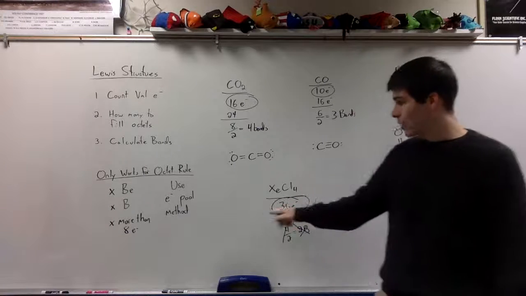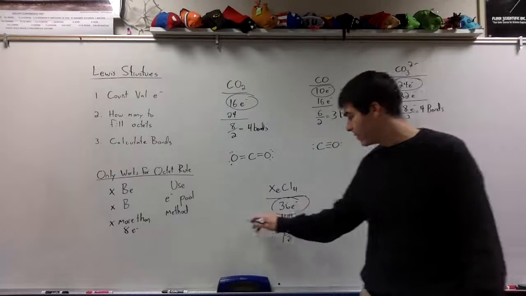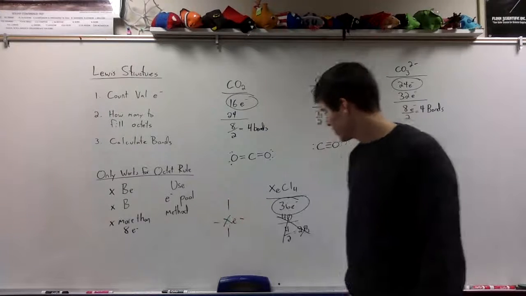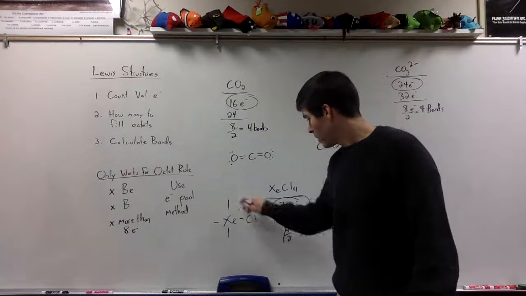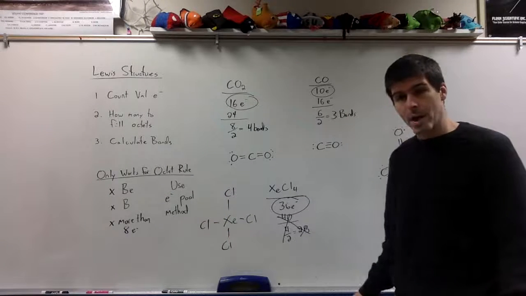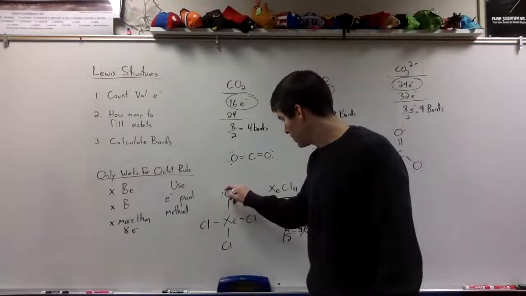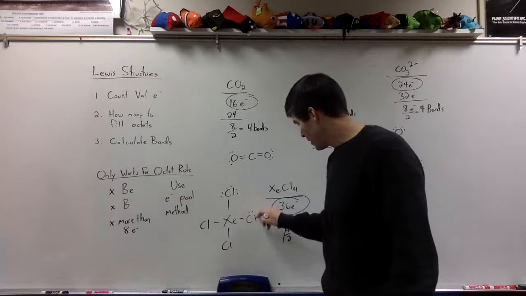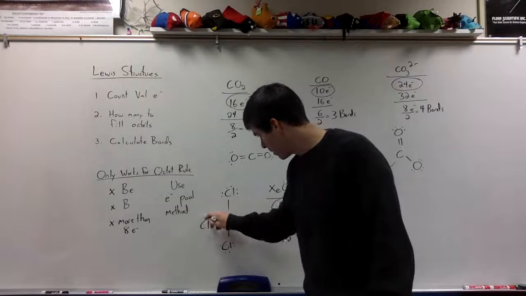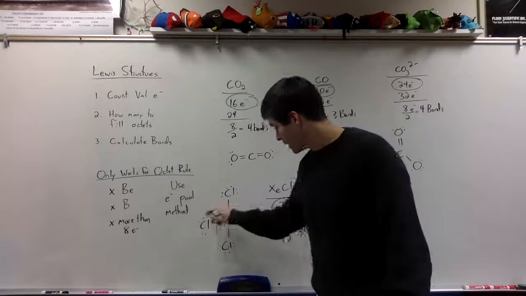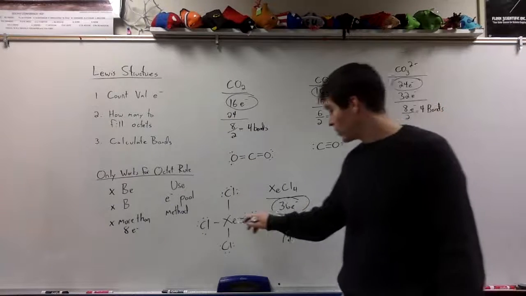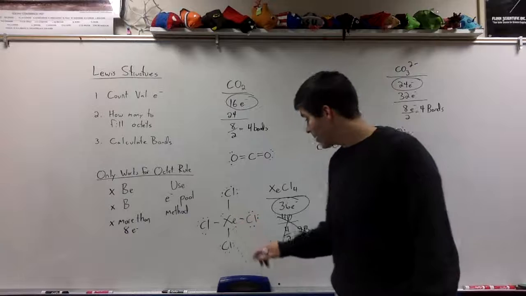We just want to use the electron pool method and give single bonds to everything. Fill all the octets like we normally would. 8, 16, 24, 32, and we still have extra atoms, so they're going to go on the center.